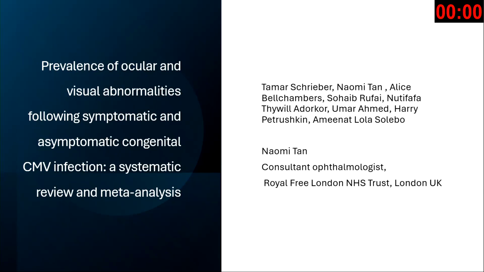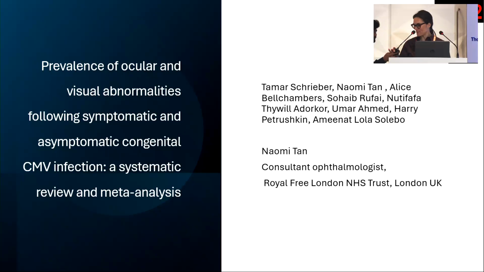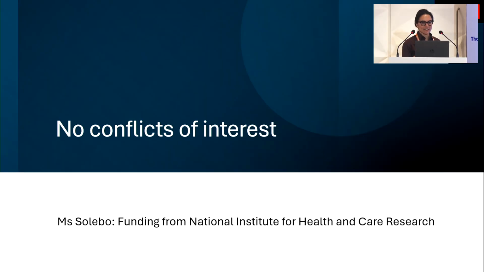Okay, good morning. So this talk is about the prevalence of ocular and visual abnormalities following symptomatic and asymptomatic CMV infection. And it has been a systematic review and meta-analysis. Thank you. So these are my co-authors you see at the top here. And this study was run by Lola Salibo at Great Ormond Street Hospital in London.